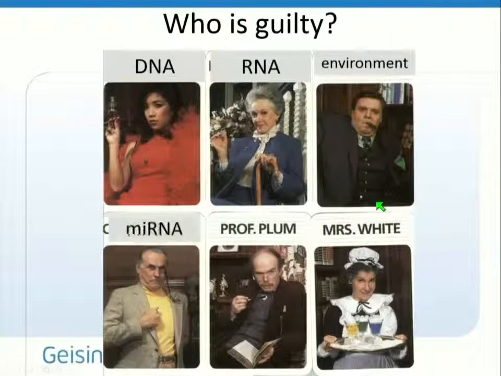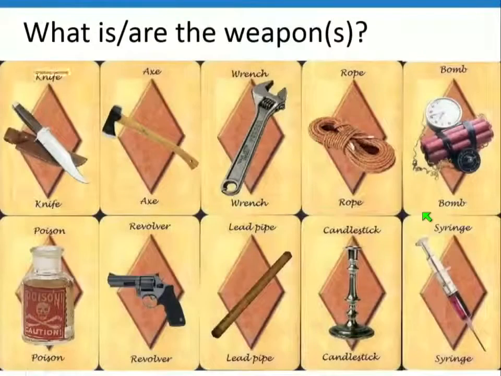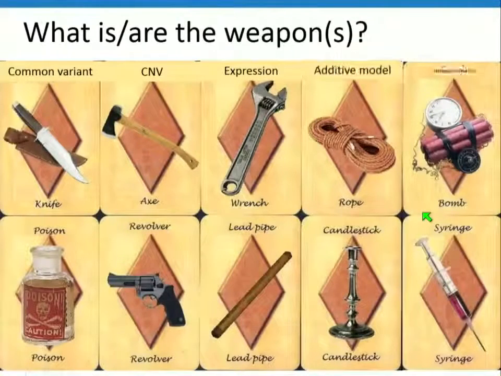So how do I conceptualize this? Well, who is guilty? Is it variation in the DNA or the RNA or the environment, or is it protein? I would suspect that for some disorders, it's mostly DNA variation. For others, it's protein changes. Just because it's protein changes in one disease doesn't mean that it's protein for everything else. What are the weapons? So this is the how is it happening?